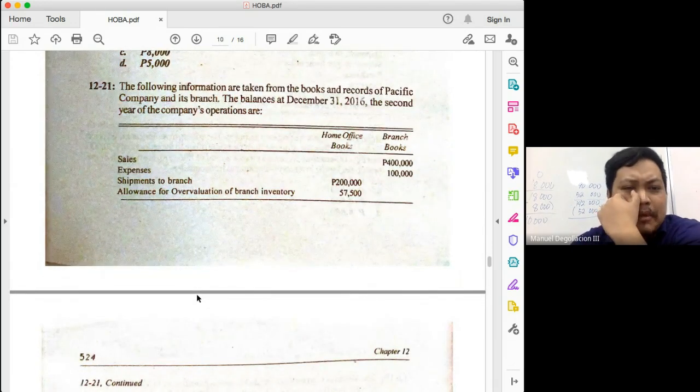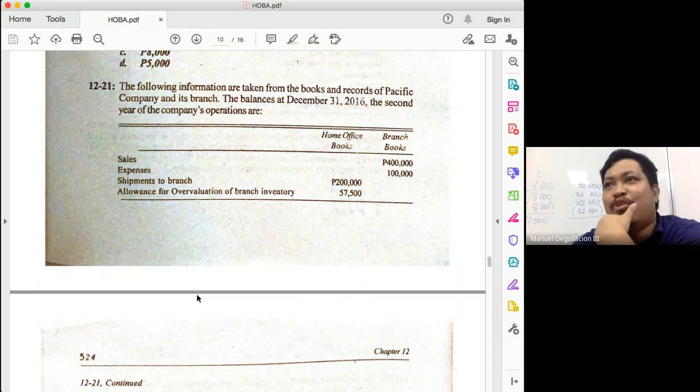But what is expected from us here, class, is to be able to work back. The most important information here would be the 57,500. I hope you see the 57,500. That's the balance of your allowance. Balance as of when? December 31. But the question is, is this the before or after closing balance, class? Before, because we still have our nominal or temporary accounts.